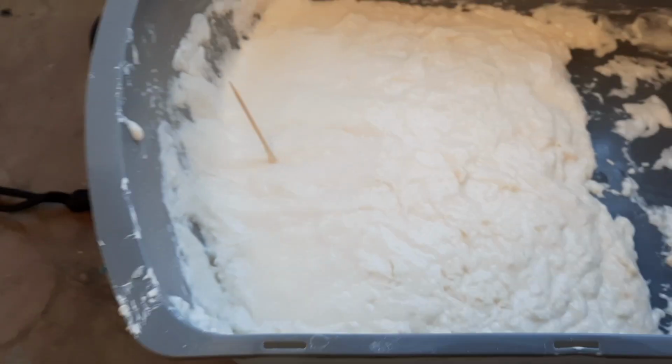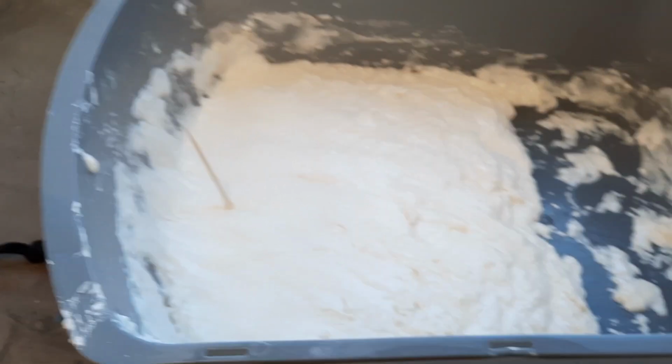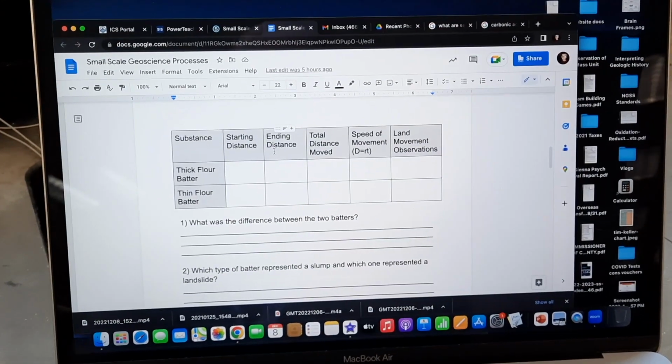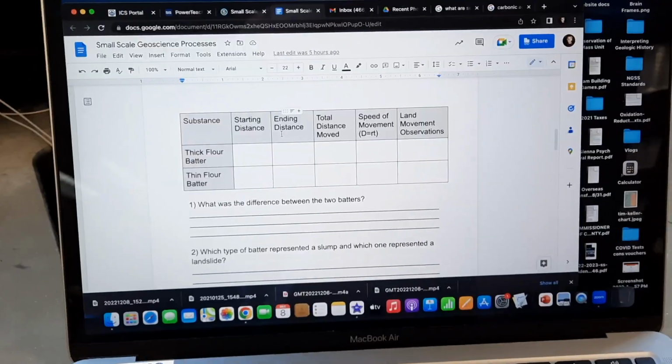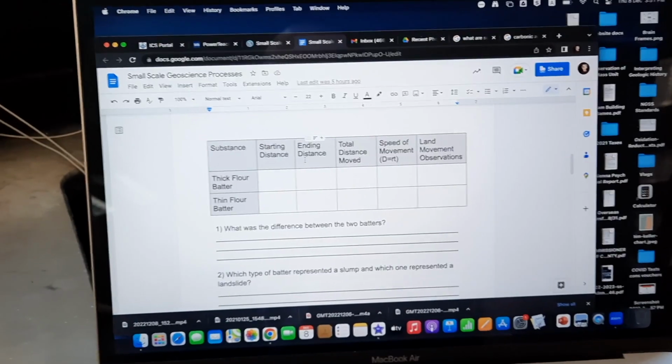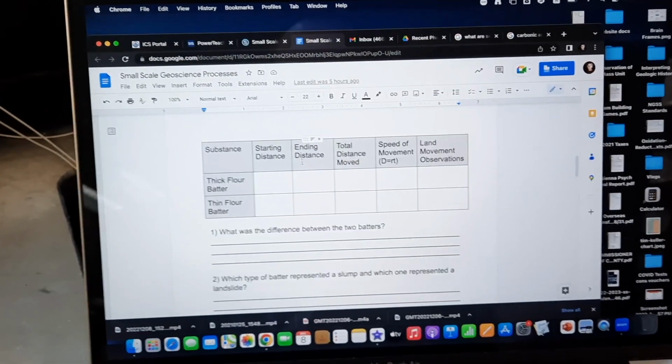So it moved 4.5 centimeters in the slow batter. So record that in your table. 15 seconds, 4.5 centimeters. And I will let you do the total distance moved by subtracting ending and starting.